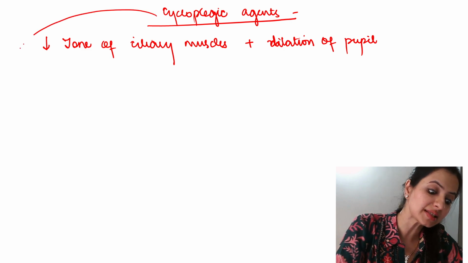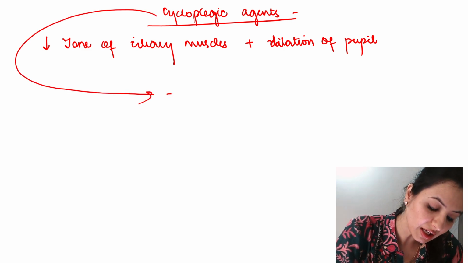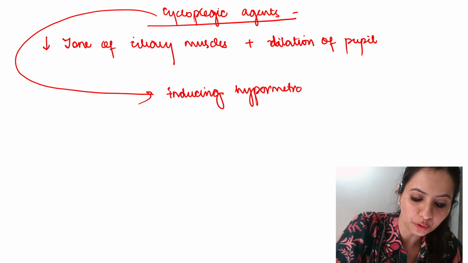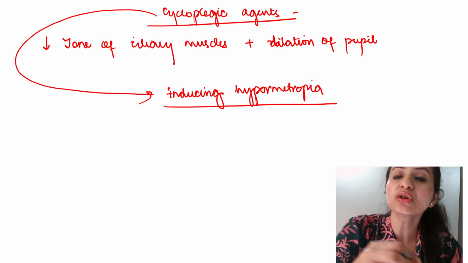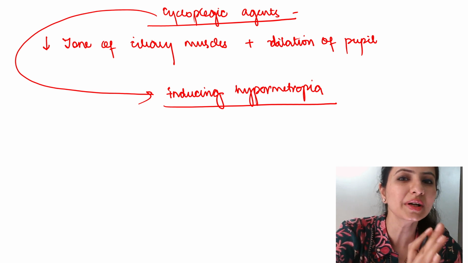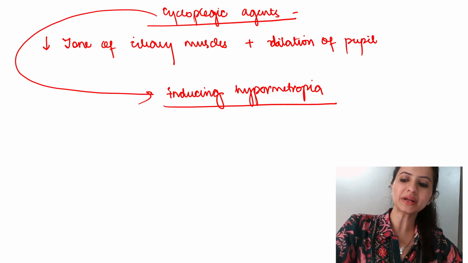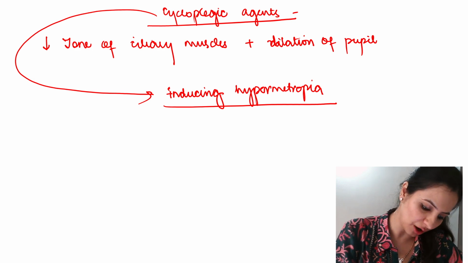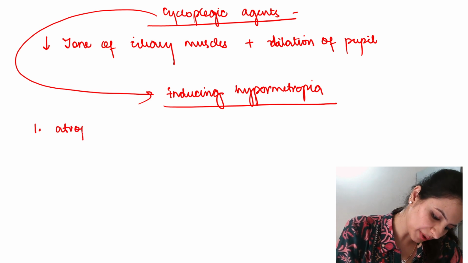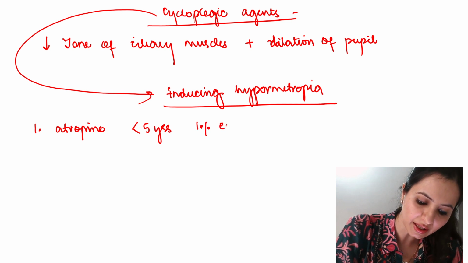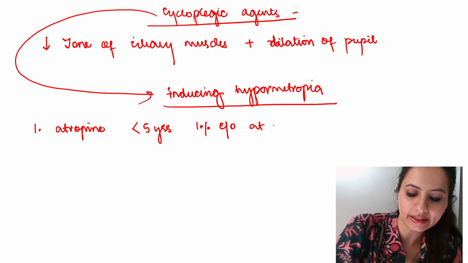So by giving the cycloplegic agents, what we are doing is we are inducing the hypermetropia. Okay, so both latent and manifest hypermetropia, you will be able to calculate that, right? So cycloplegic agents are given most commonly in children. What are these cycloplegic agents now? They are number one, atropine. This is used for children less than 5 years. It is used as 1% eye ointment at night for 3 days.